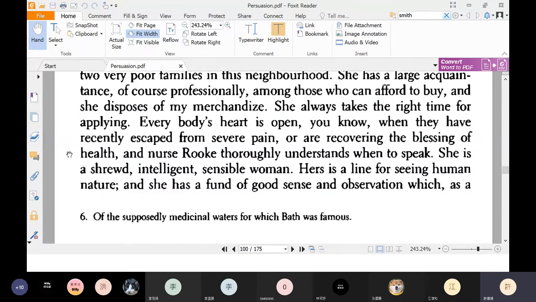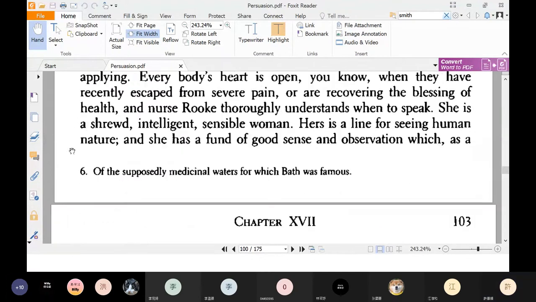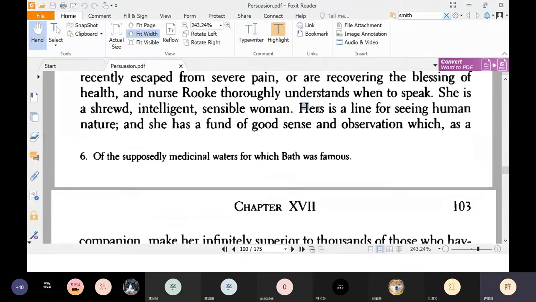She is a shrewd, intelligent, sensible woman. So remember, the word shrewd means having practical knowledge. So she knows when to do the right thing and what is the right thing. Hers is a line for seeing human nature. Line here means job. Her job is a job that lets her see human nature. And she has a fund of good sense. Fund here means a lot of.